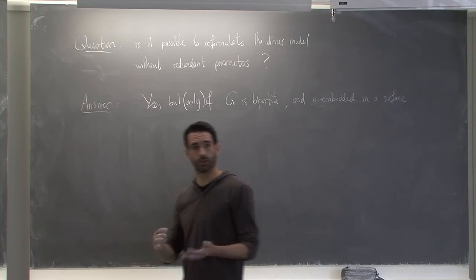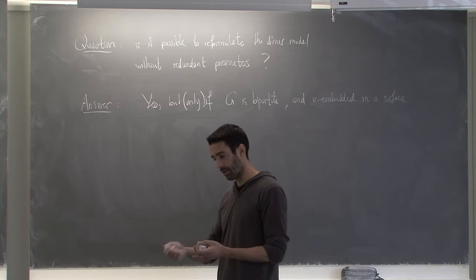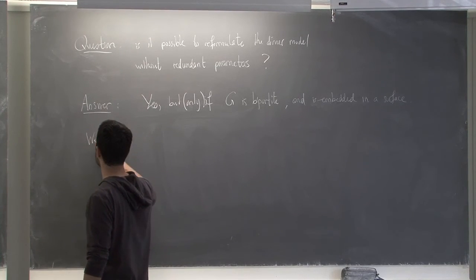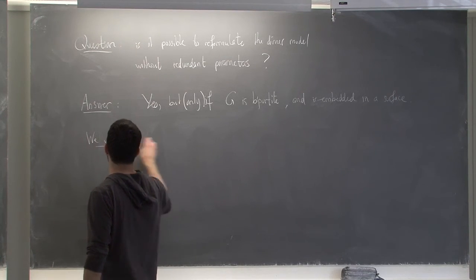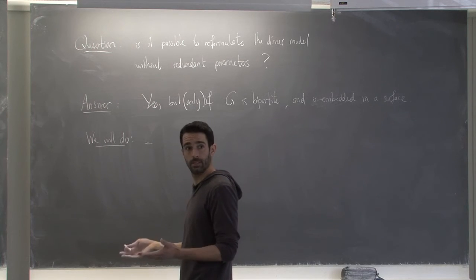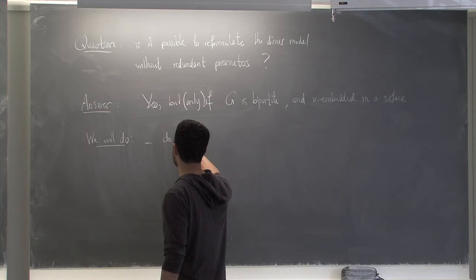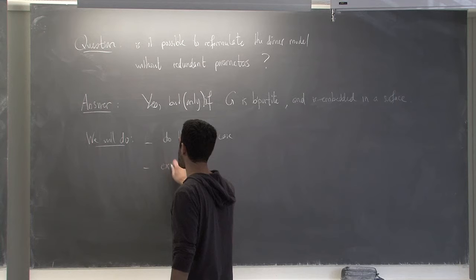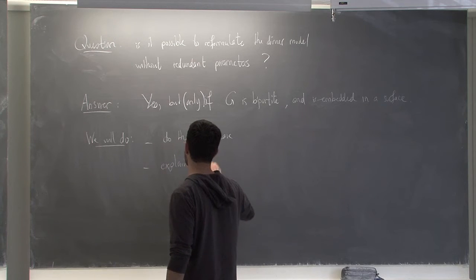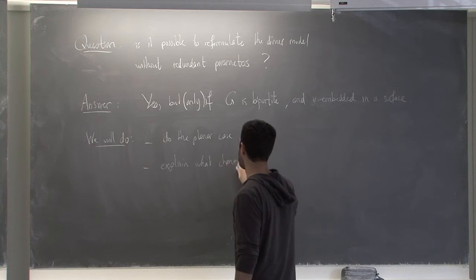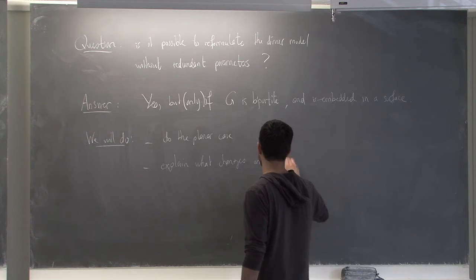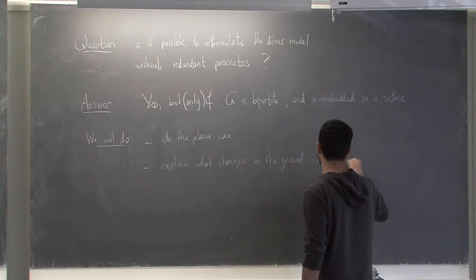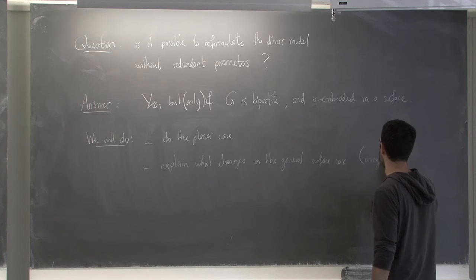And this is this question of height function, which you maybe heard of, that you assign, well, you will see. So maybe just the plan. What we will do is first look at the planar case, which is easier, and then explain what changes in the surface case, in the general surface case. It's going to be using some more homology.